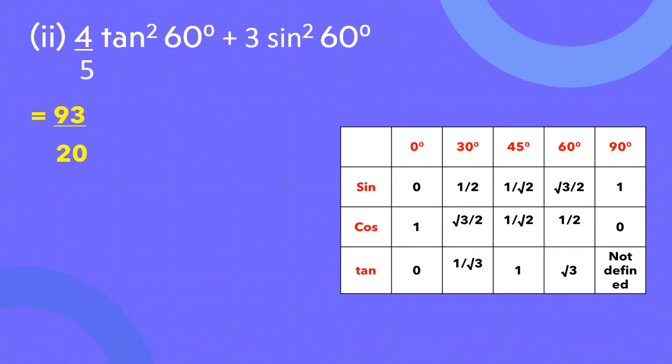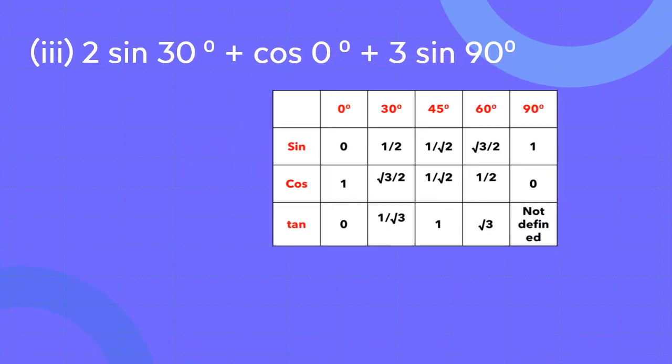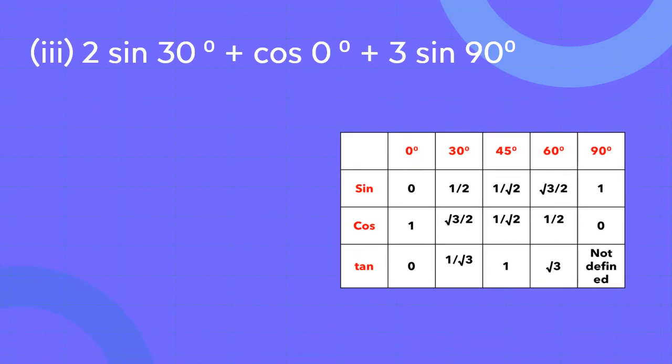Now let us move towards the third question. 2 sine 30 plus cos 0 plus 3 sine 90. So let us find out the values first from the table. Now let us write down. So now I'll write down 2. See how I've written this 2 sine 30. So let us check what is sine 30. See, sine 30 is here, which is half. So for sine 30 I've written half.